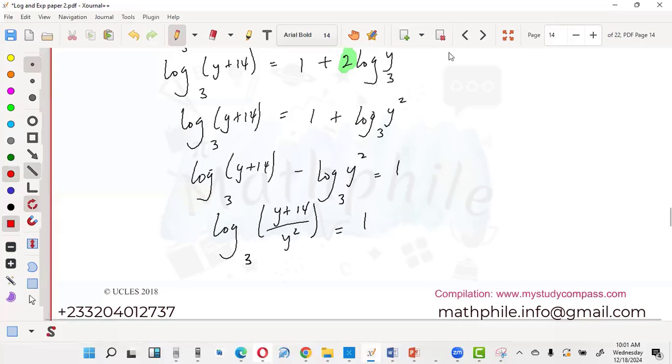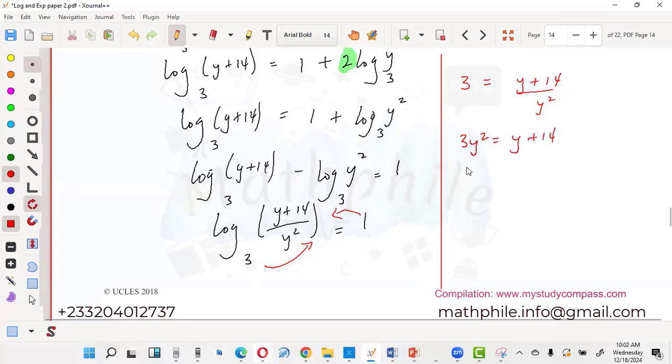And we can change from logarithm to exponential, then we solve from there. So this will be 3 raised to the power 1 equal to this. So 3 raised to the power 1 is 3. This equal to y plus 14 over y squared. First multiply: 3y squared equal to y plus 14. So 3y squared minus y minus 14. Then we solve the quadratic equation. 7/3 and -2. So y equals 7 over 3 and y equals -2.